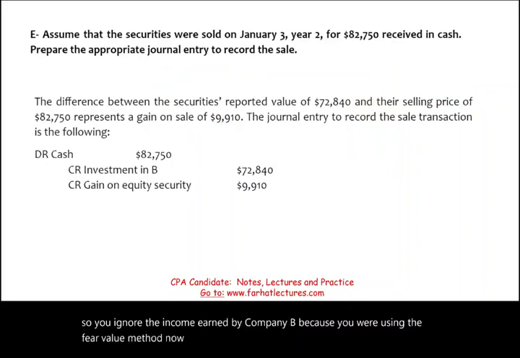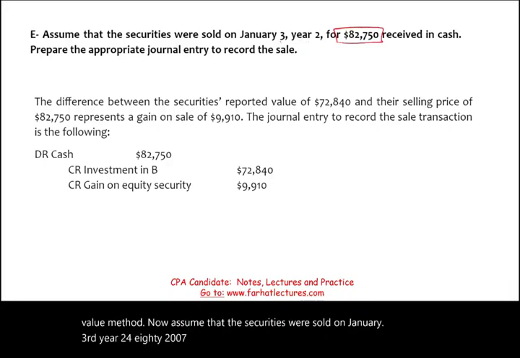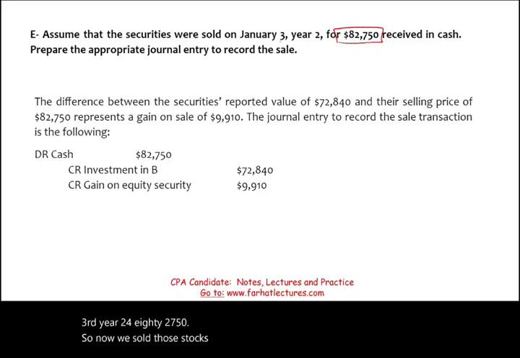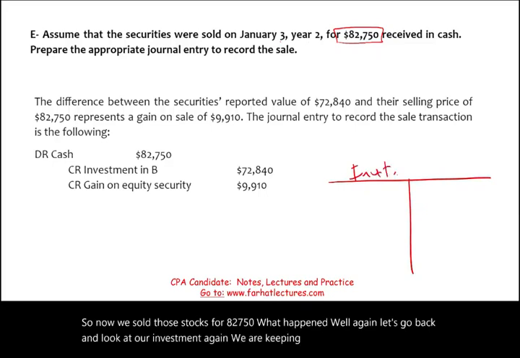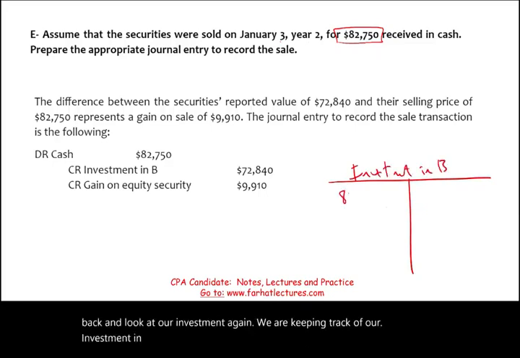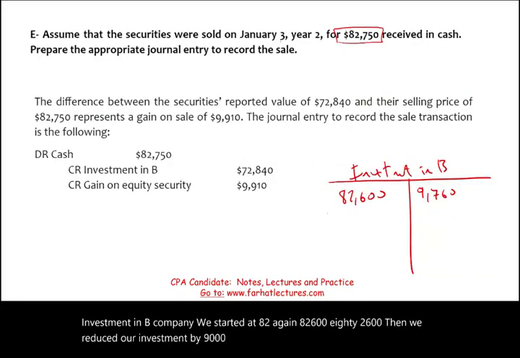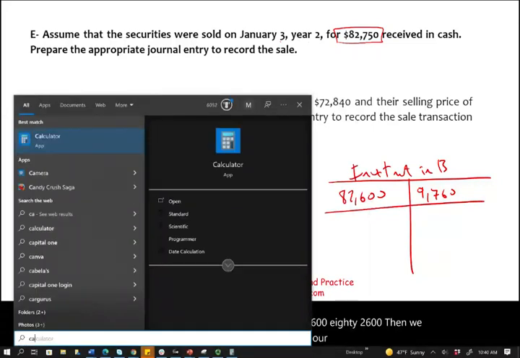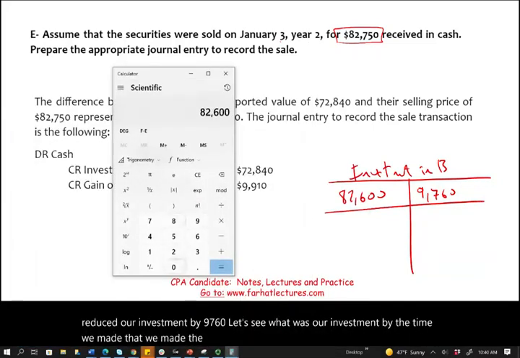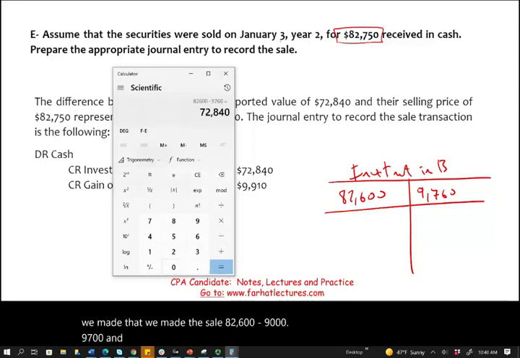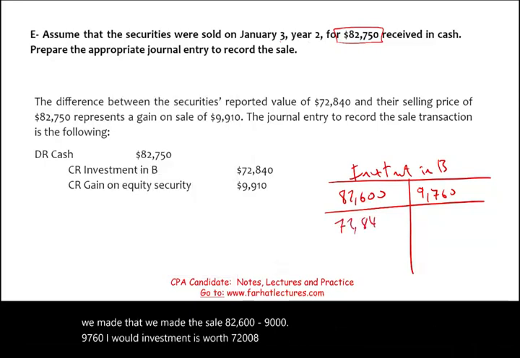Now, assume that the securities were sold on January 3rd, year two, for $82,750. So now we sold those stocks for $82,750. What happened? Well, again, let's go back and look at our investment. Again, we are keeping track of our investment in Company B. We started at 82,600. Then we reduced our investment by 9,760. Let's see what our investment was by the time we made the sale. 82,600 minus 9,760. Our investment is worth $72,840.